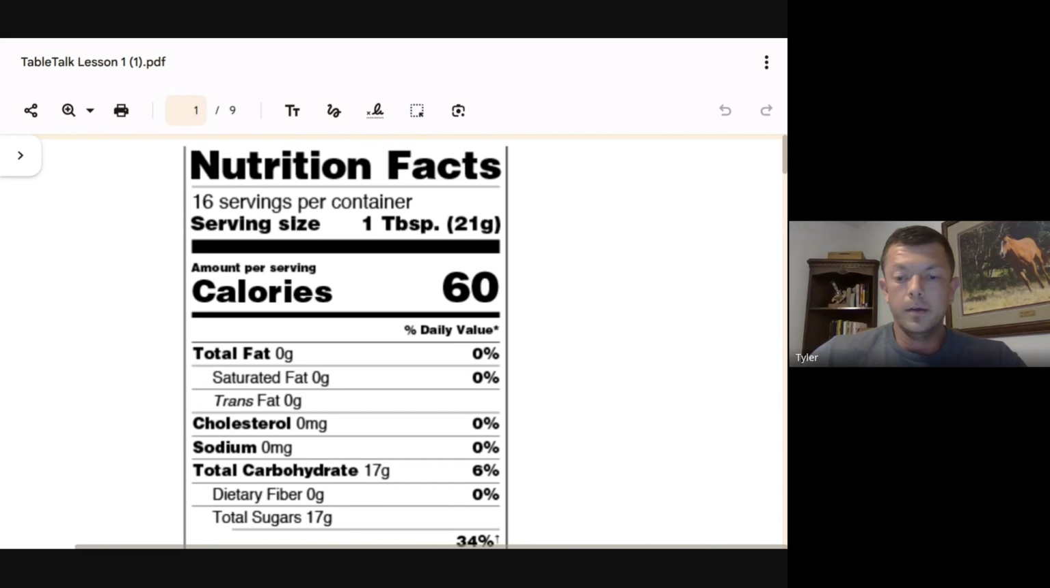Labels on food products are governed by laws and regulations. That's why they all look the same. They have to be presented in the same order and the same layout, no matter the product. So much so that the font type and the font size are all regulated by laws and enforced by the FDA.